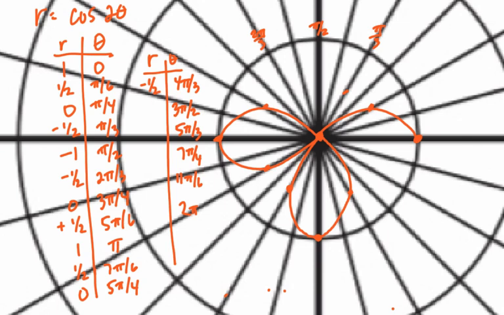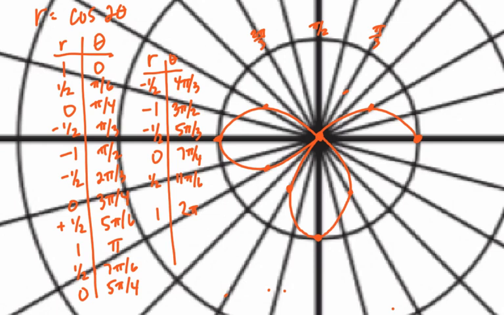So cosine of 8 pi over 3 would be -1/2. And cosine of 3 pi over 2 times 2 is 3 pi. And cosine of 3 pi is -1. And cosine of 10 pi over 3 is -1/2. And cosine of 14 pi over 4, which is 7 pi over 2, is 0. And cosine of 11 pi over 6 is 1/2. And cosine of 2 pi is 1.